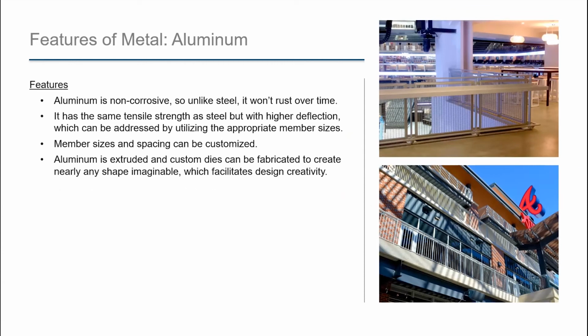First, we will look at aluminum. Some of the features of aluminum are it is non-corrosive, so unlike steel, it won't rust over time. It has the same tensile strength as steel, but with higher deflection, which can be addressed by utilizing the appropriate member sizes. Member sizes and spacing can be customized. Aluminum is extruded, and custom dies can be fabricated to create nearly any shape imaginable, which facilitates good design creativity.